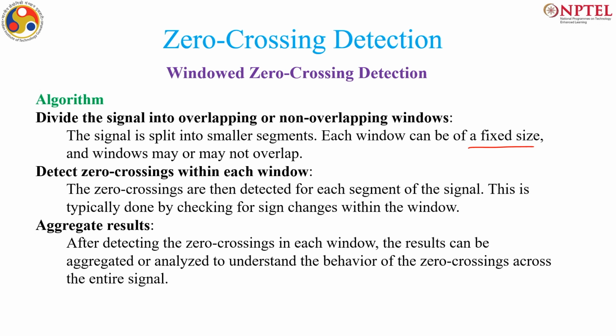windows, and then for each window, each window behaves like a sub signal. So, in each window you apply the methods discussed earlier, and then you can combine the results from each window, and this method will give you the zero crossings.